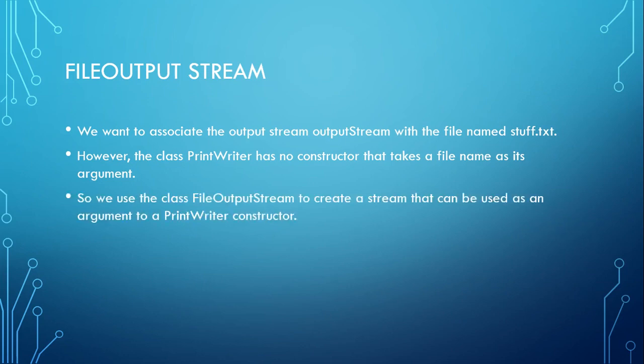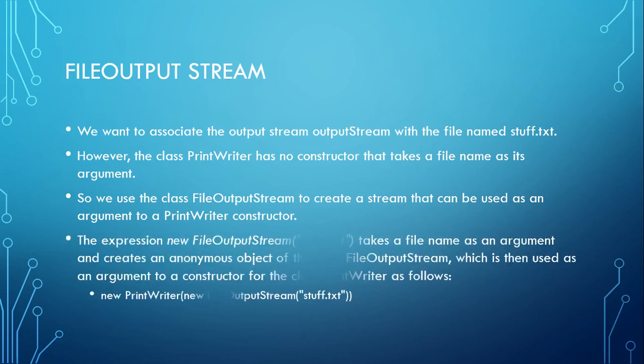So we use the class FileOutputStream instead to create a stream that can be used as an argument to the PrintWriter constructor. Therefore, our expression new FileOutputStream("stuff.txt") takes a file name as an argument and creates an anonymous object of the class FileOutputStream, which is then used as an argument for the class PrintWriter's constructor. New PrintWriter, new FileOutputStream, stuff.txt. And like I said, it's not really an OR constructor. I think I might have said that a little bit earlier, but you can't just put new PrintWriter stuff.txt, because it doesn't accept that. But you can use FileOutputStream, and that will work just fine.